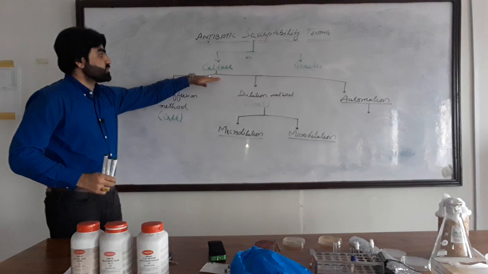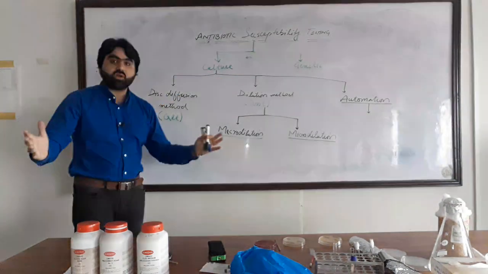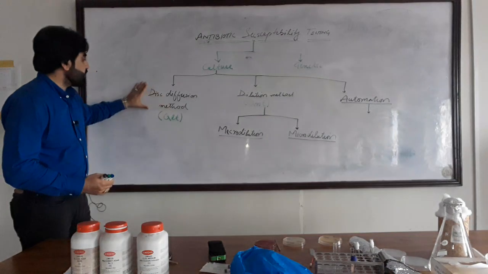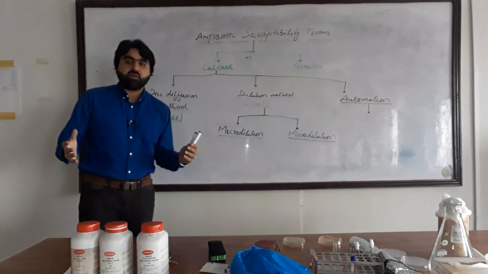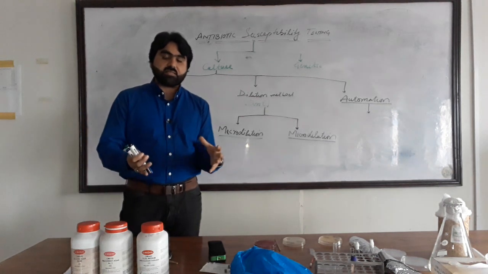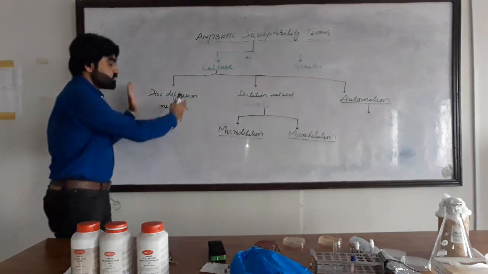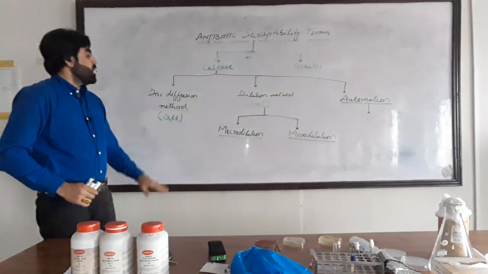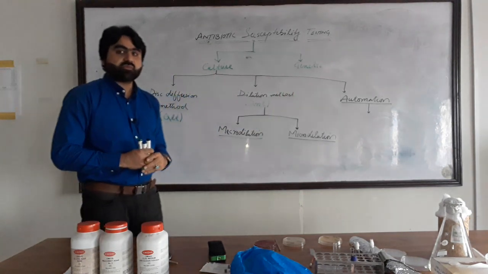So, the methods based on culture can be divided into three broad categories. One method is the disk diffusion method. Disk diffusion is the most widely used method for antibiotic sensitivity testing across the globe. Therefore, we will discuss this method in great detail. The second method is the dilution method.